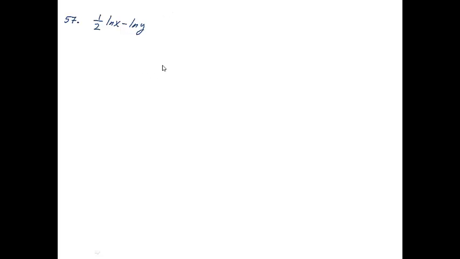Okay, so I would like to condense it. I'm sorry, one second. Okay, so I have 1/2 natural log of x minus the natural log of y. I would like to condense it, which means now my properties are just backwards, right?